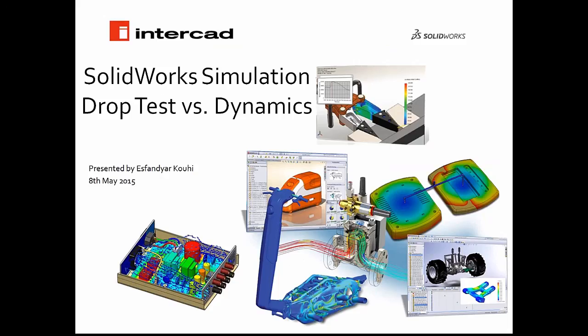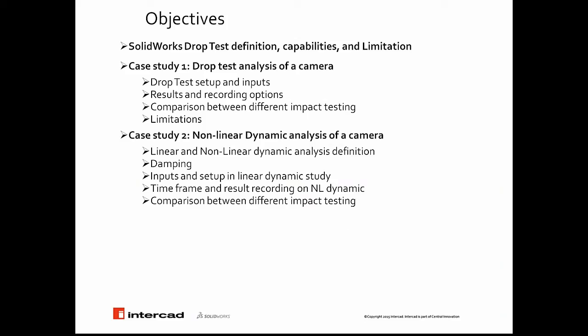Today's webinar we are talking about SolidWorks Simulation drop tests versus dynamics. What we are trying to achieve in this webinar is to introduce SolidWorks drop test definition, capabilities, and limitations. We start to practice drop test analysis within a case study, which is the falling of a camera on a rigid floor. We will learn how the drop test is set up and the list of inputs. We are going to the result and recording options, and we compare the different impact testing in our case study. And at the end, we will review the limitations of drop test.